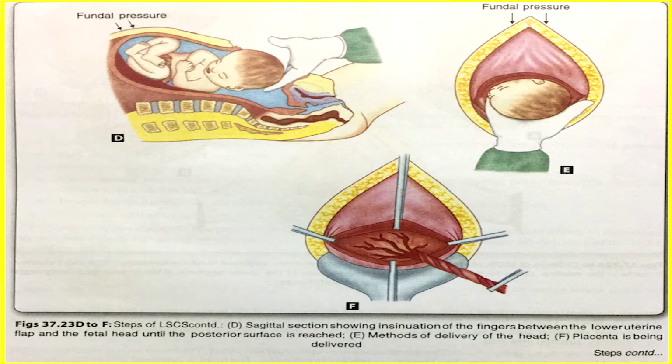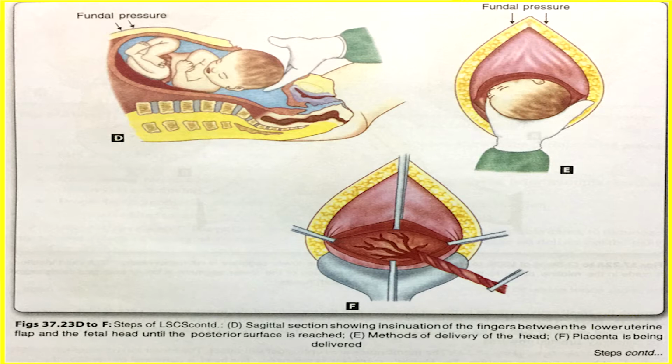The Doyne's retractor is removed. The head is delivered by hooking the head, with the fingers carefully insinuated between the lower uterine segment and the head until the palm of the hand is placed below the head. The head is delivered by elevation and flexion using the palm to act as a fulcrum.